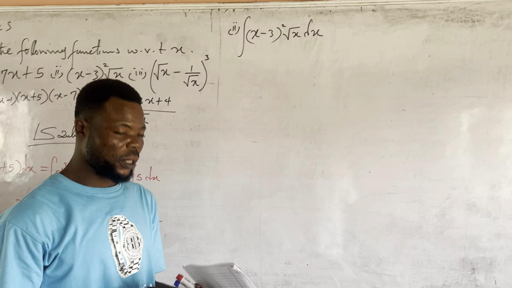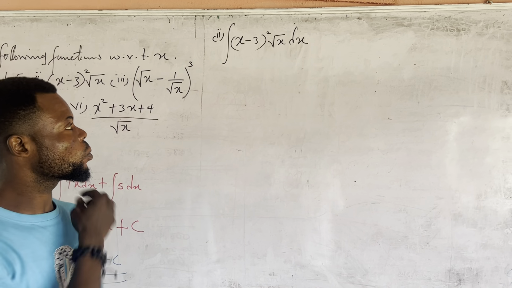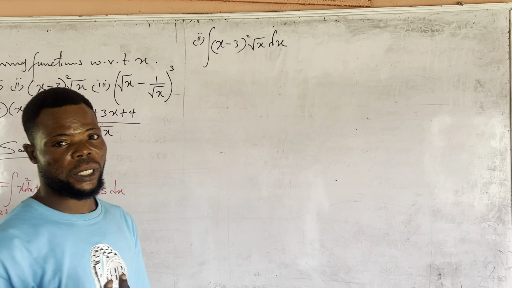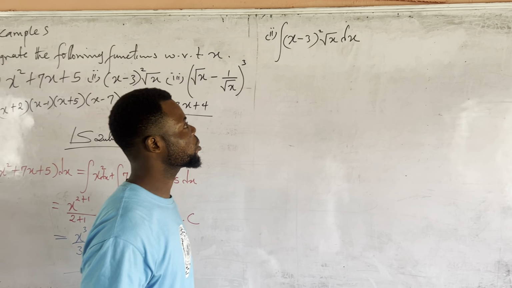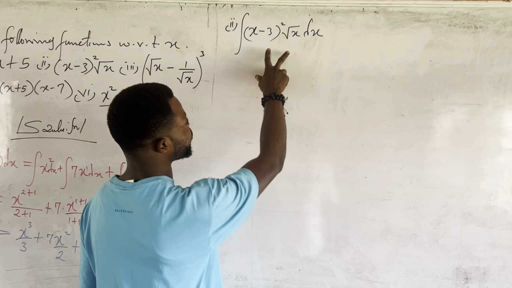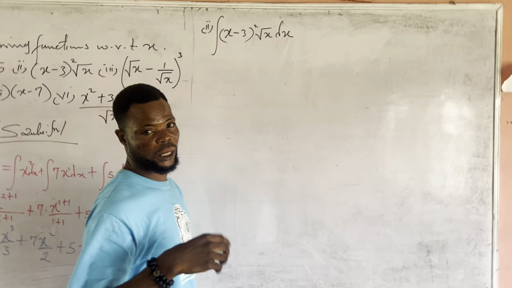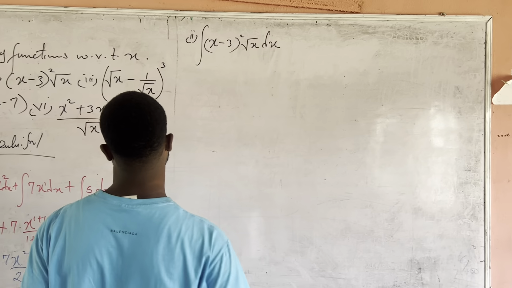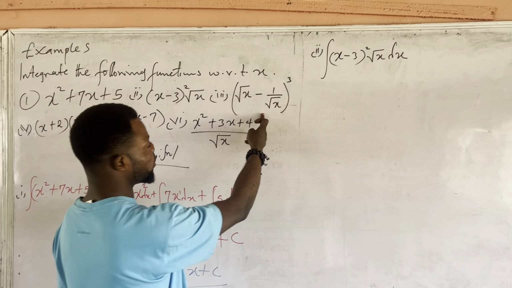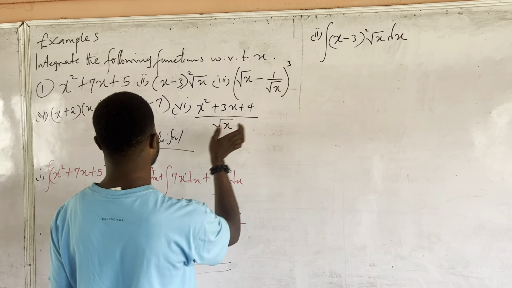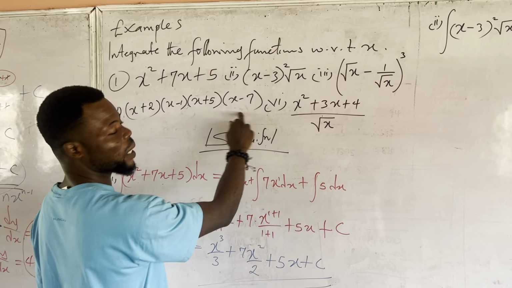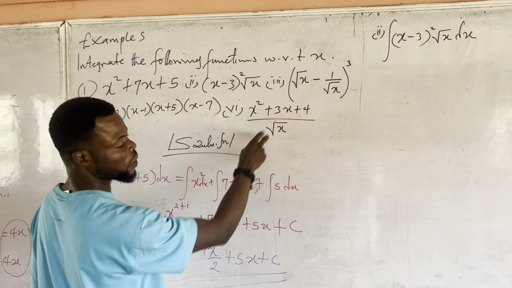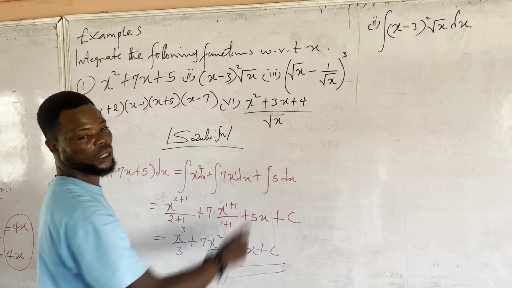To integrate this, what we need to do is expand the brackets. If we don't expand this bracket, there's no way we'll get a standard integration for this, even if you use the substitution method. Likewise, if you want to integrate this, we expand it. If you want to integrate this, we expand it. To integrate this, we find the fraction of each term with respect to the denominator.